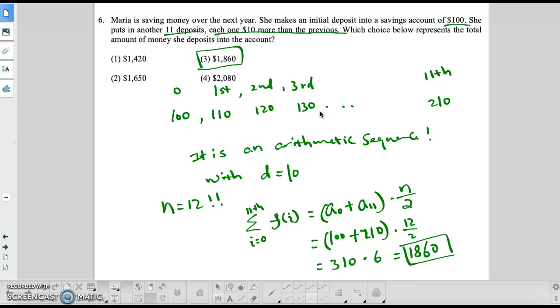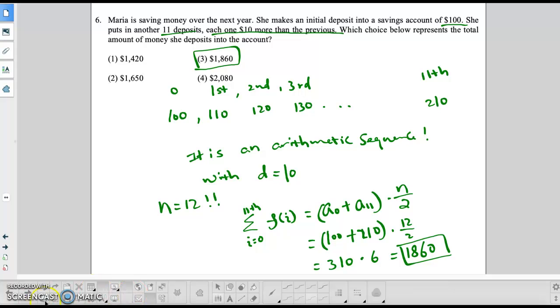So with this pattern, we can find out that from the 11th month, after the 11th deposit, she is going to have 210, because you just keep adding 10. Right? So the next one will be 140 and keep going. So after the 11th deposit, it will be 210.